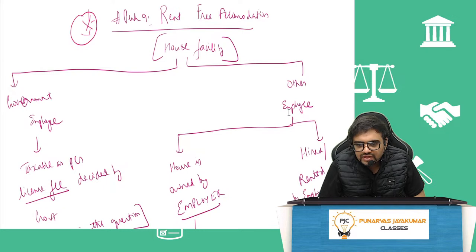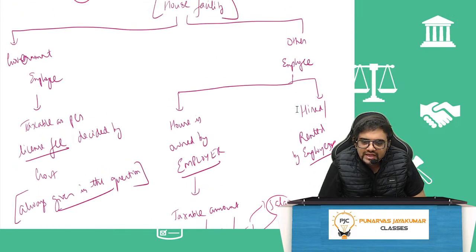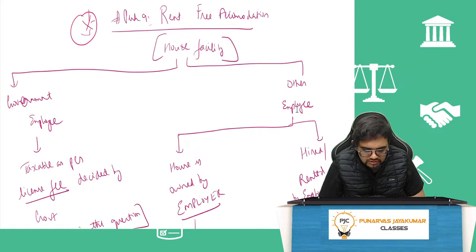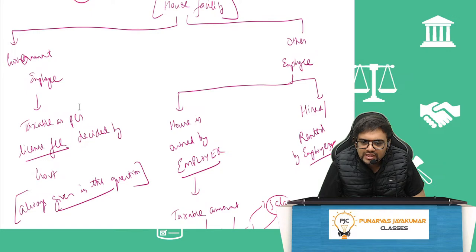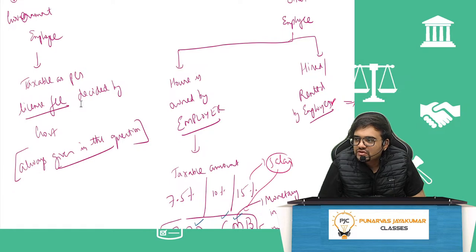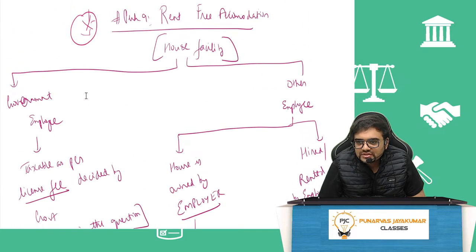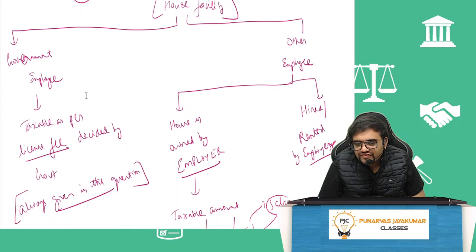Next, ninth perquisite, rent-free accommodation, housing facility. For a government employee, it is taxable as per the license fee decided by the government. It is given in the question always. That is a taxable perquisite. And that will be some peanuts, 50 rupees, 20 rupees like that. 20 rupees per month, 50 rupees per month, not kidding.